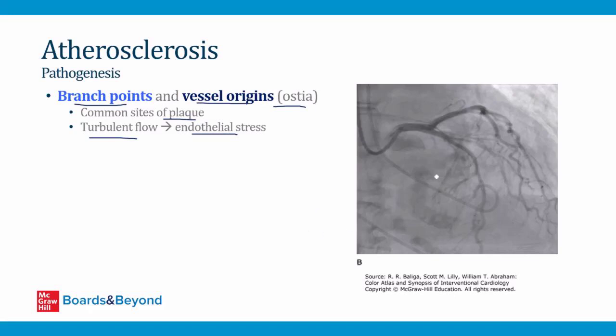This is a coronary angiogram on the screen here. So this is the ostia of the left main, which is this vessel right here. That's a common place to develop atherosclerosis. Over here, you've got the LAD and circumflex arteries coming off the left main. This branch point is a common location for atherosclerosis. So is the ostia of these two vessels right here. And this is believed to be due, as I said, to turbulent flow in these locations.